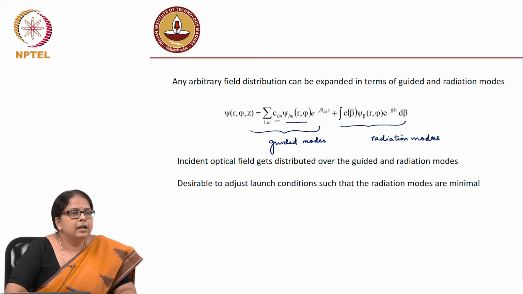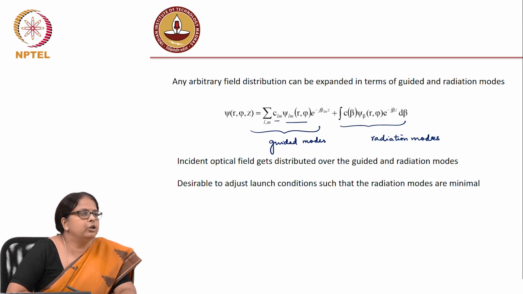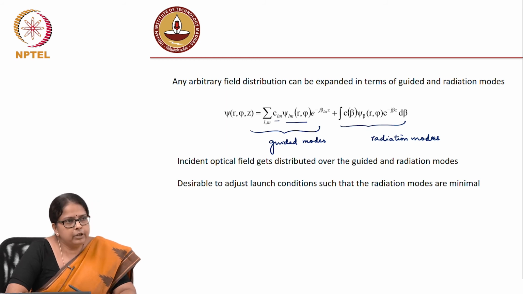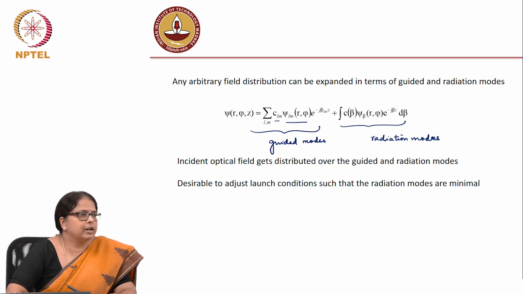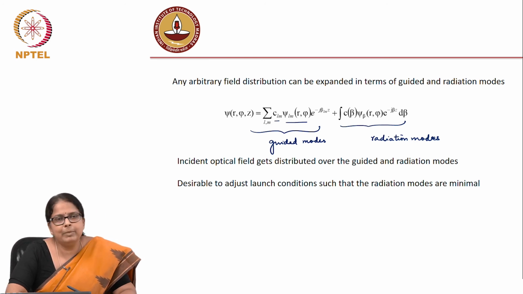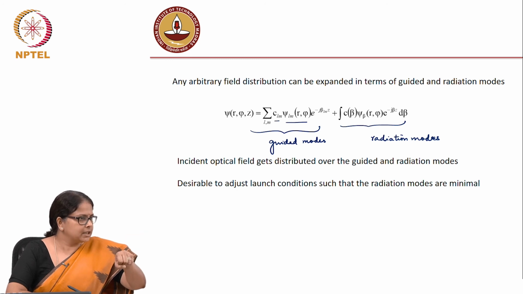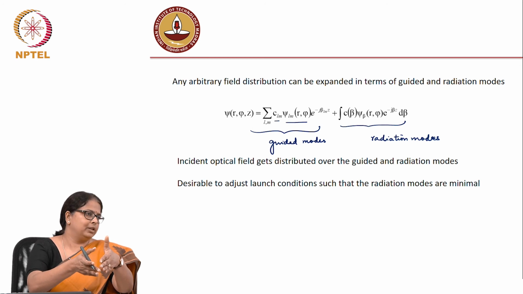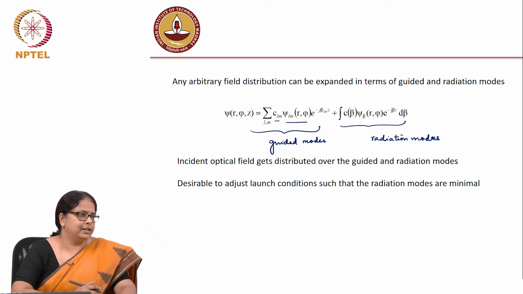In general, if I do not do anything special, I am distributing my energy between the guided modes and the radiation modes. If I were to use a fiber for communication where I want to confine all my energy in the core, what should be my attempt? My attempt should be to adjust my launching condition such that all the energy is in the guided mode and I do not have any radiation mode.